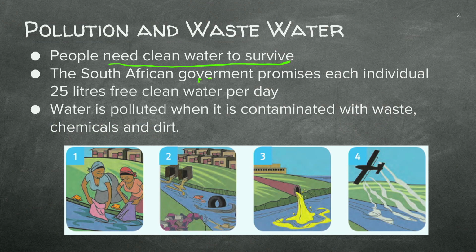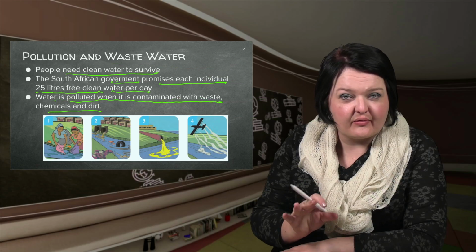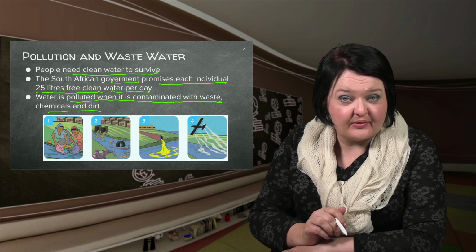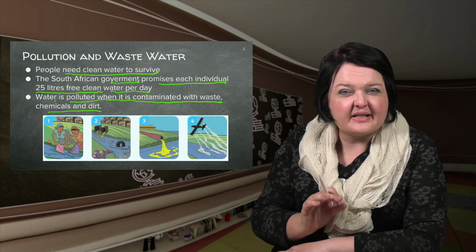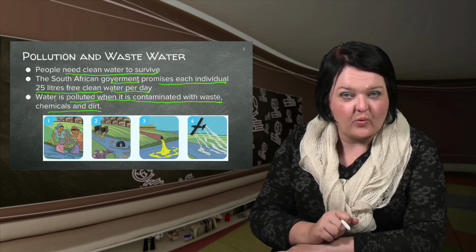The South African government promises each individual 25 litres of free, clean water per day. Water is considered polluted when it's contaminated with waste, chemicals, and dirt. Any material which is normally not in the river is considered pollution. And there are different contributing factors to the pollution and wastewater.